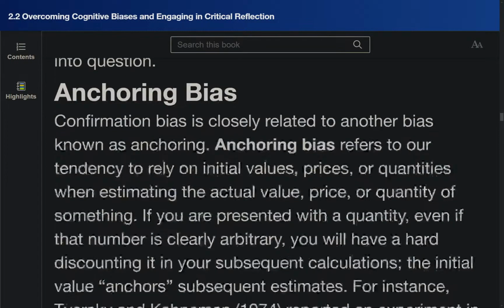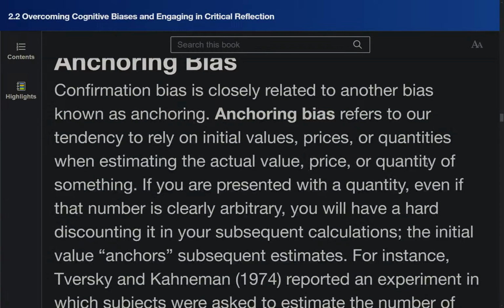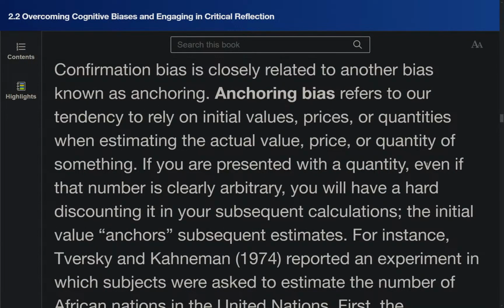Anchoring bias. Confirmation bias is closely related to another bias known as anchoring. Anchoring bias refers to our tendency to rely on initial values, prices, or quantities when estimating the actual value, price, or quantity of something. If you are presented with a quantity, even if that number is clearly arbitrary, you will have a hard time discounting it in your subsequent calculation. The initial value anchors subsequent estimates.